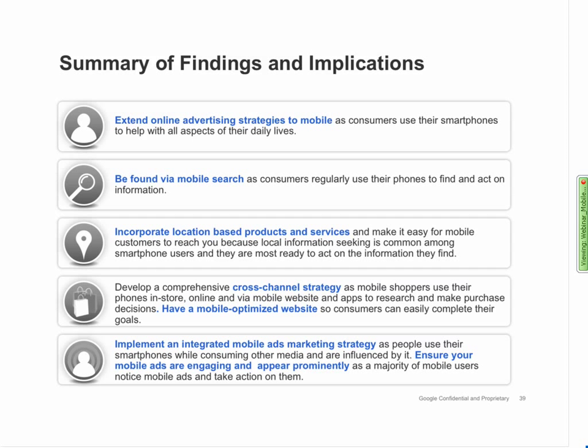As a recap, Natalie had shared that search is the most popular website that people use, and they're probably using that to help find and navigate to other information. So make sure that you help them get there, or help them find that information via mobile search. The third, around local information seekers, is that it's wise to incorporate location-based products and services, and just make it easy for mobile customers to reach you, because again, this is probably the most popular activity that all smartphone users do.